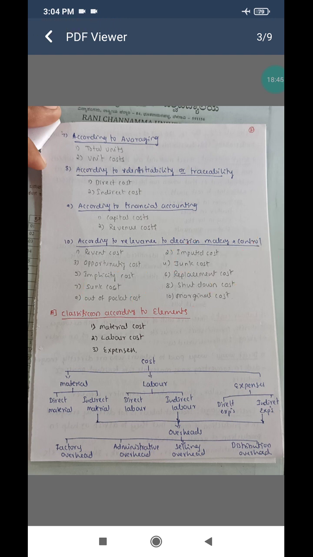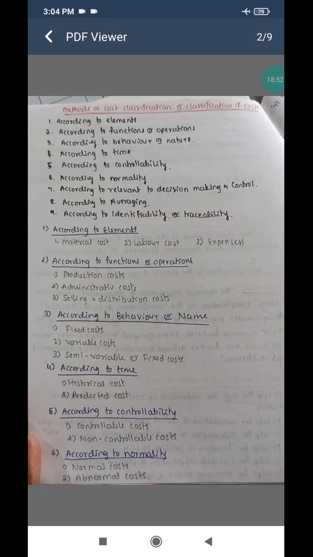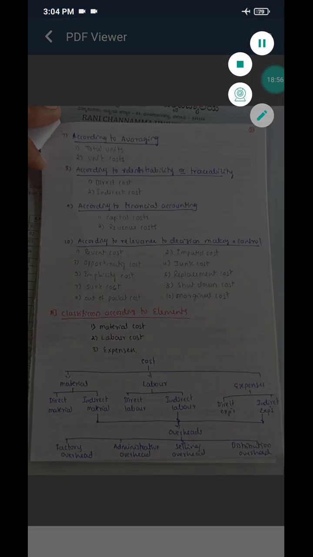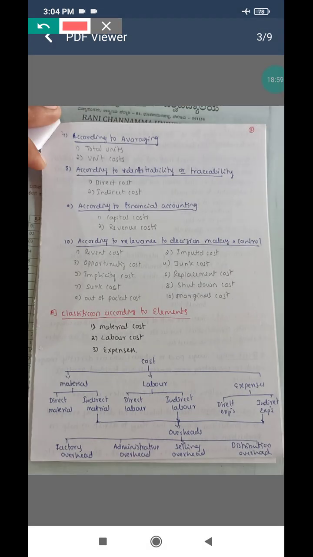Then next is according to identifiability or traceability. So here we have direct cost and indirect cost.